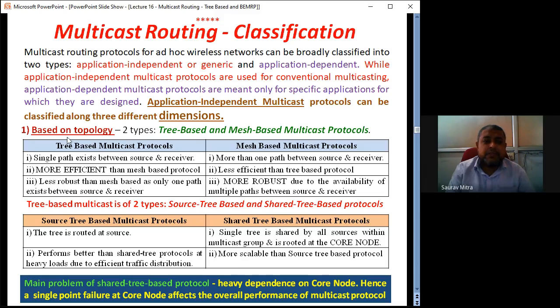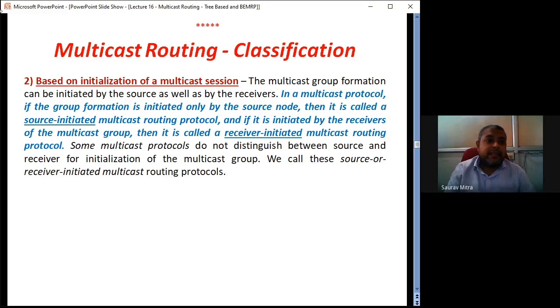All this previous differentiation of classification was based on the topology. Topology means how the nodes are configured, how the nodes are put together side by side to design that network. That is called topology-based classification. Then the second one is classification based on initialization. Sometimes the source is initializing the total routing protocol, and sometimes the receiver is initializing it. So it is based on who is initiating the routing process.